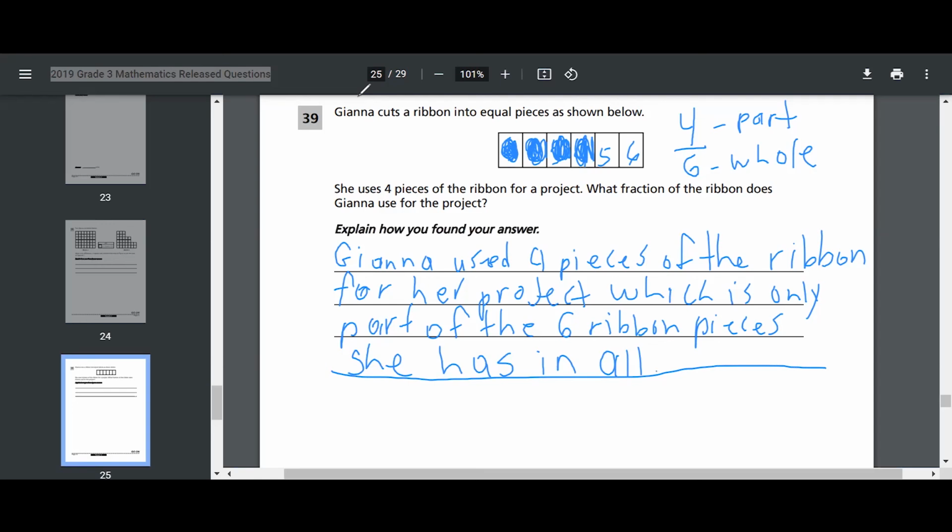We have shown our work by shading in 4 of the ribbon pieces. And we've also shown our work by counting each ribbon piece and finding that the total amount of ribbon pieces is 6. Therefore, our fraction is 4/6. And that's what we're going to end our sentence by saying.